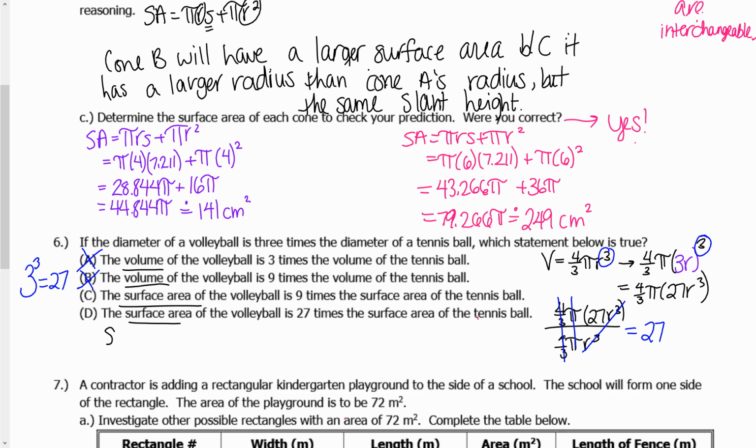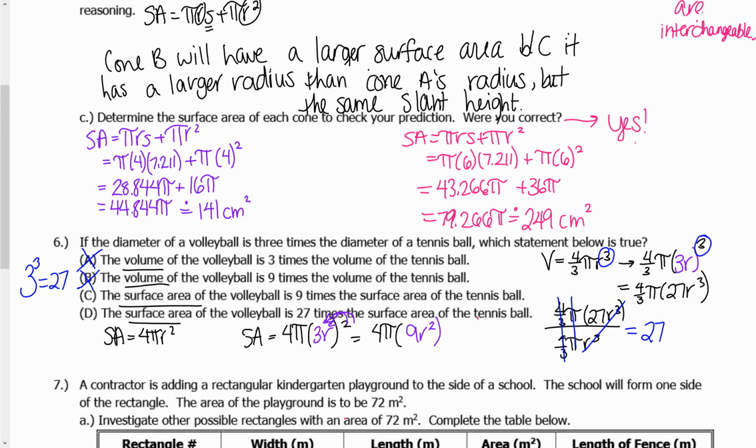Well, surface area, the formula is 4 pi r squared, okay? So if the radius is tripled, then we're going to say surface area here equals 4 pi times 3r squared. Okay? So then 4 pi times 3r squared would end up being 9r squared, because I would square the 3 and square the r.